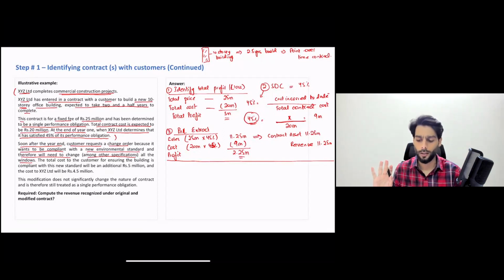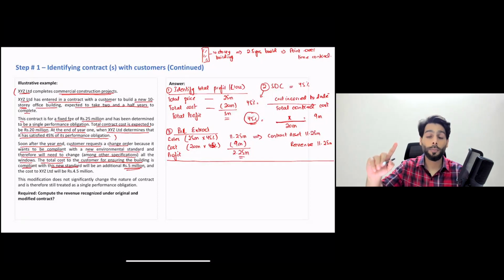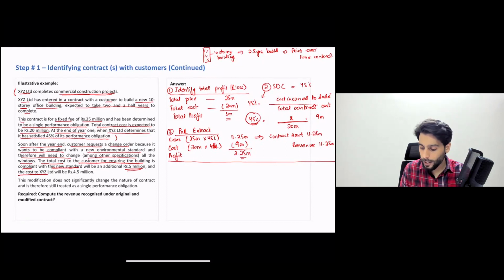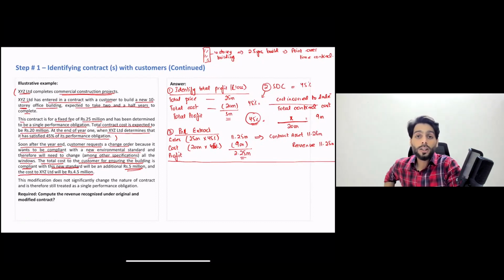therefore this will be treated as a simple modification of contract. Obviously, if the customer is ordering a new type of windows, they would come at a cost to the customer. Your examiner says the total cost to the customer for ensuring the building is compliant with this new standard will be an additional rupees 5 million. The customer would have to pay an additional rupees 5 million, and the cost to XYZ Limited would be 4.5 million rupees. That is the additional cost to the company, to us, XYZ Limited, would be 4.5 million.